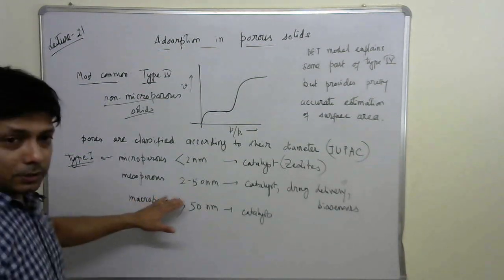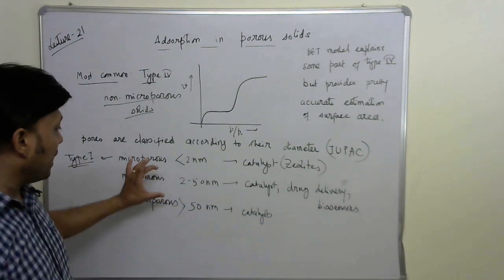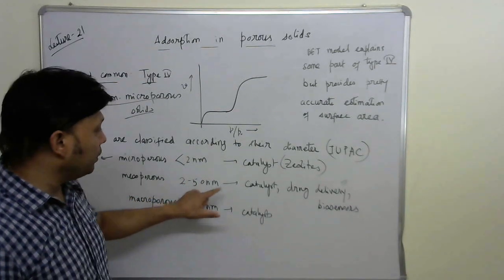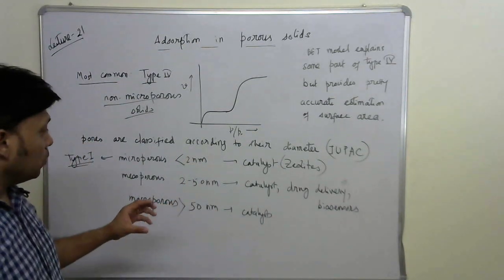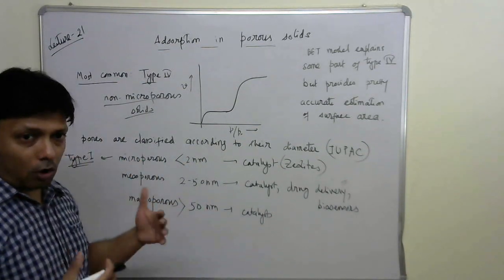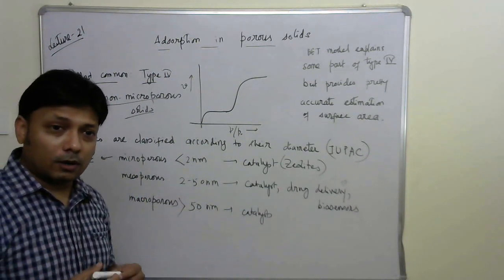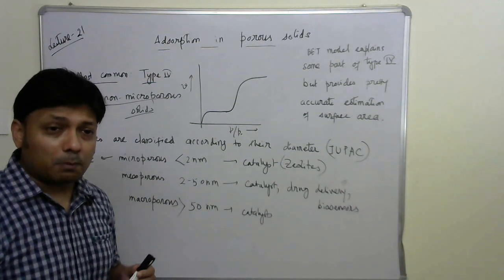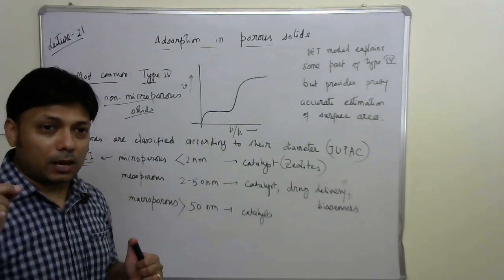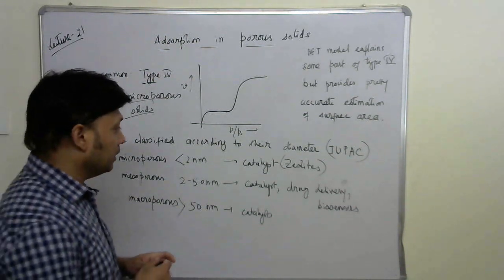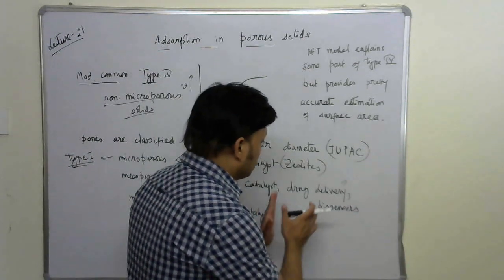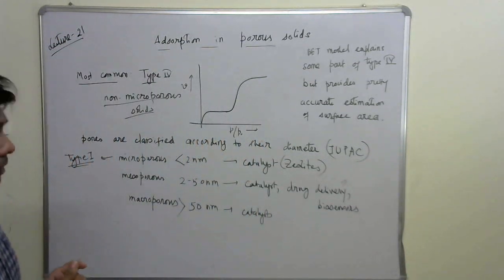And then mesopores. The mesoporous materials have pores ranging between 2 to 50 nanometers, and in this region multiple layers of molecular adsorption are possible, but that multiple number n is finite, not infinity. So these are used in catalysts, drug delivery, biosensors, etc.